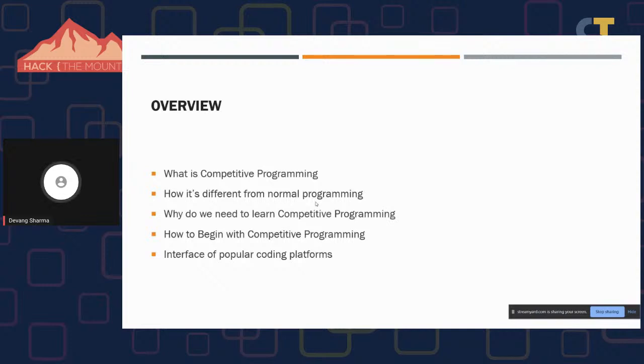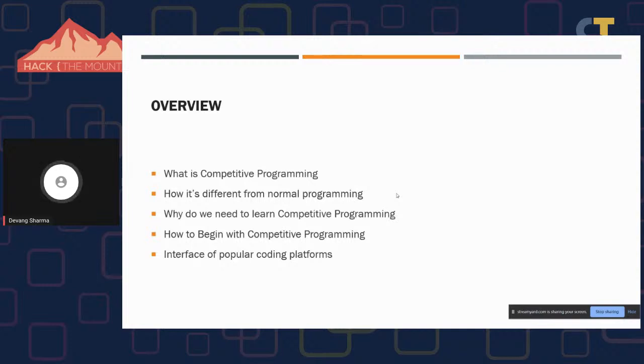First of all, we will discuss what competitive programming is and how it is different from normal programming. Before starting anything, I believe we should know at least what the topic is, so that there will be some interest from our side, or some motivation to bring that up. We'll also discuss why we need to learn competitive programming, what the need is, why there is so much hype regarding this, and why everyone wants to learn it.